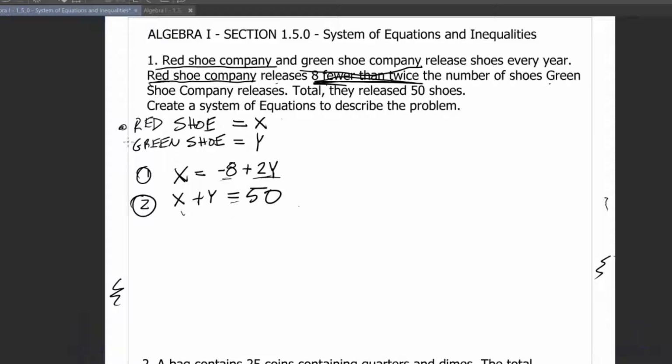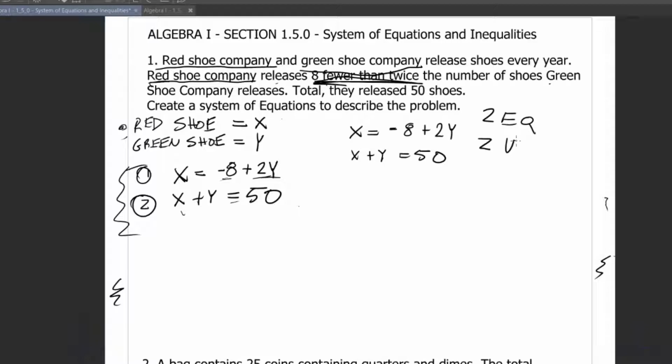So 2Y. So first thing we did, assign variables. Second thing we did, put out these equations. Now it says create a system of equations to describe the problem. It doesn't say solve, but let's go ahead and set up the steps so that we can solve. We have equation 1, which is X equals negative 8 plus 2Y. And then we have X plus Y equals 50. So 2 equations, and then we have 2 variables.